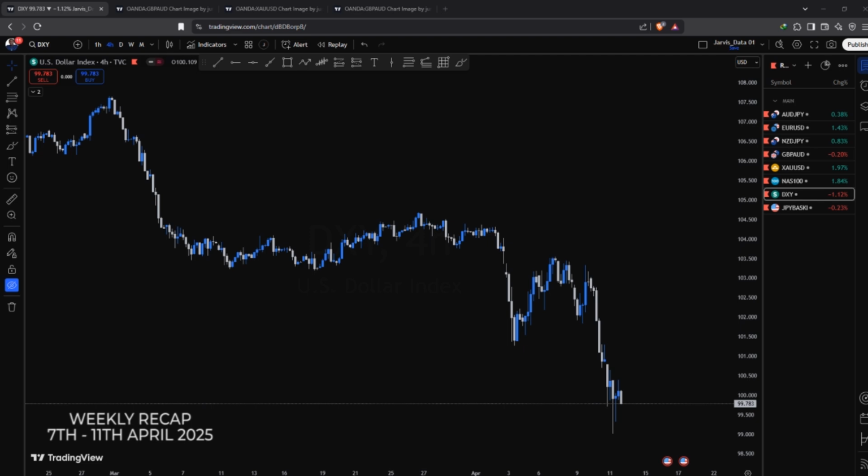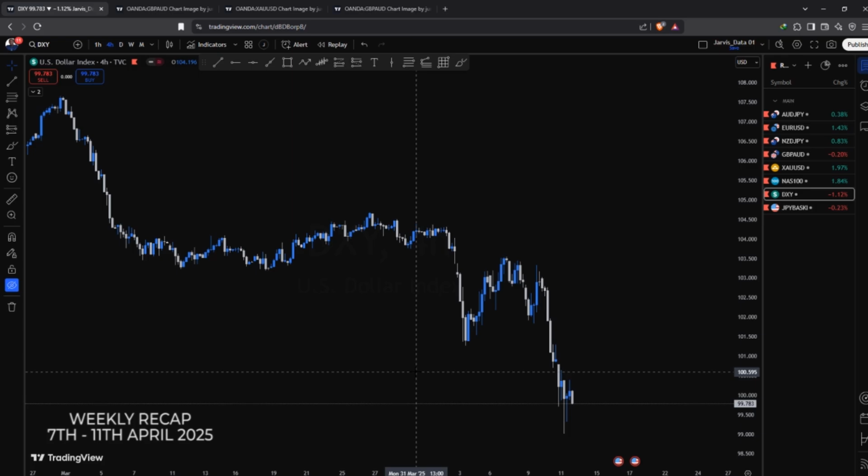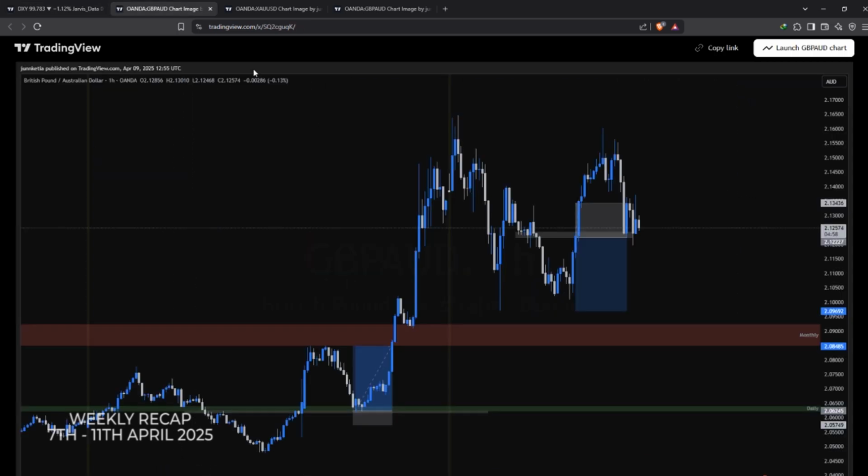Without wasting much time, let's get right into the trade recaps. Last week wasn't so great, but it wasn't so bad because there were 3 trades: 2 Pound Audi trades and 1 gold trade. 2 pound losses to be specific and 1 gold winning trade. And so let's start with the pound trade.